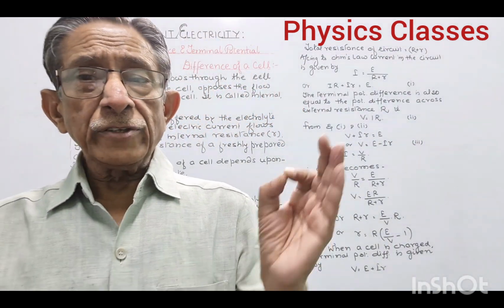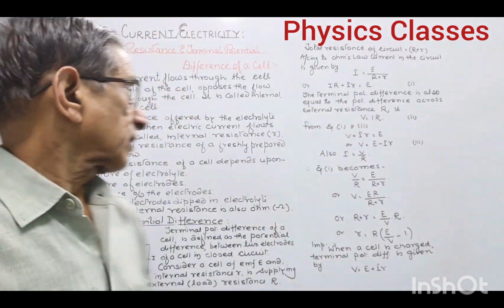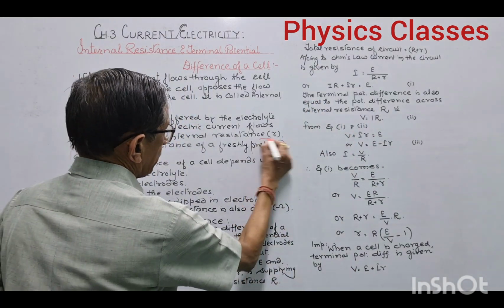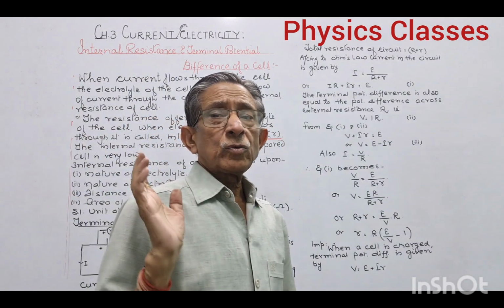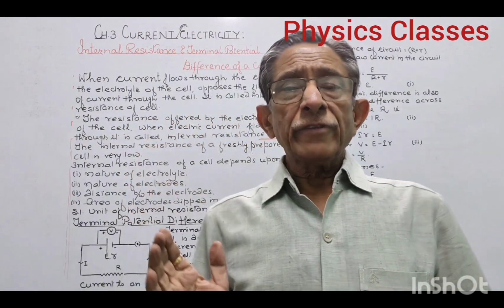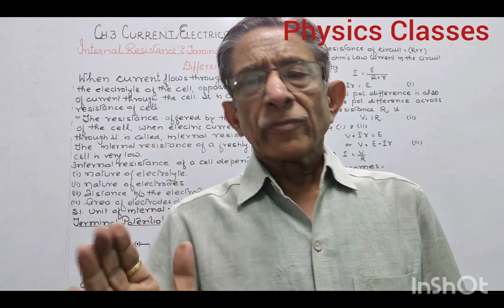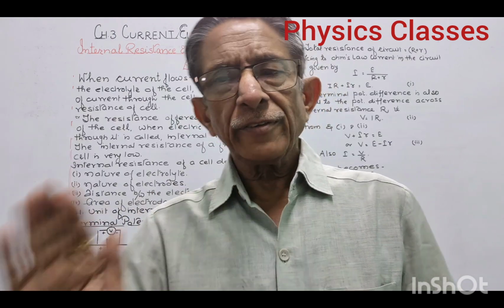Internal resistance is denoted by small r. And it has the same unit as that of resistance, that is ohm, same dimension, everything is same.